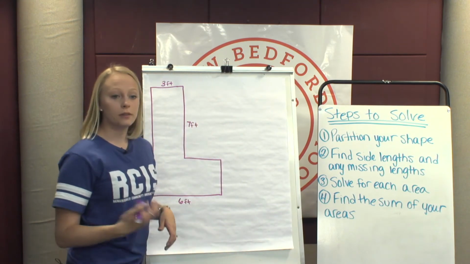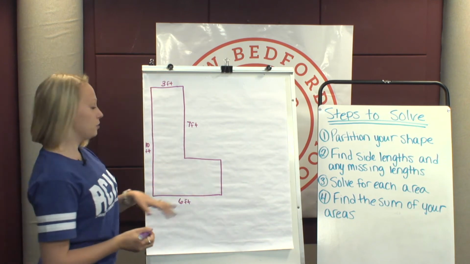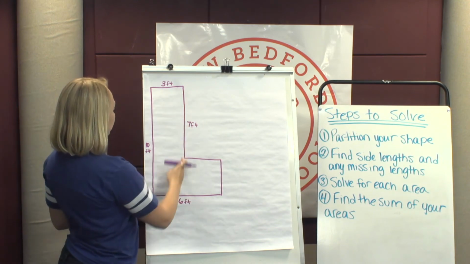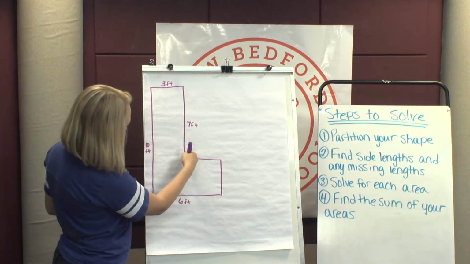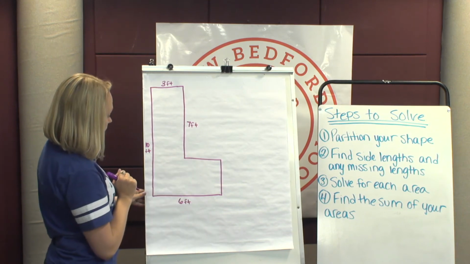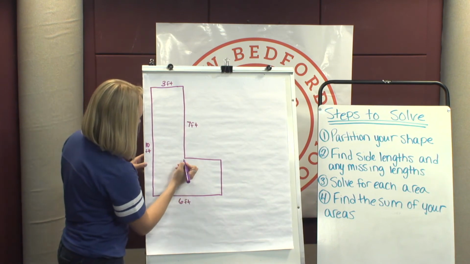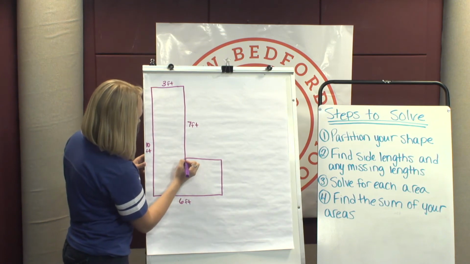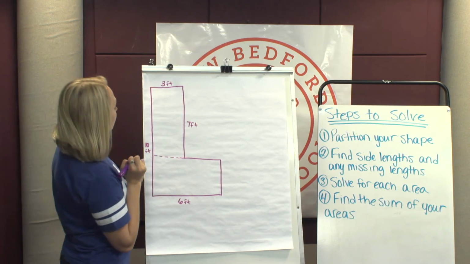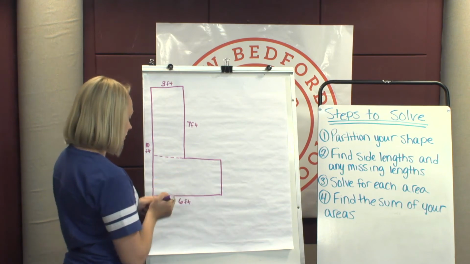We're again going to start with our steps to solve. Our first step is to partition our shape. So I see another L shape, and this time it looks like a bubble letter L. I'm going to look and see where I can partition. So I could break it off here, or I could break it right here. Let me see. I think I want to break my shape right here today.